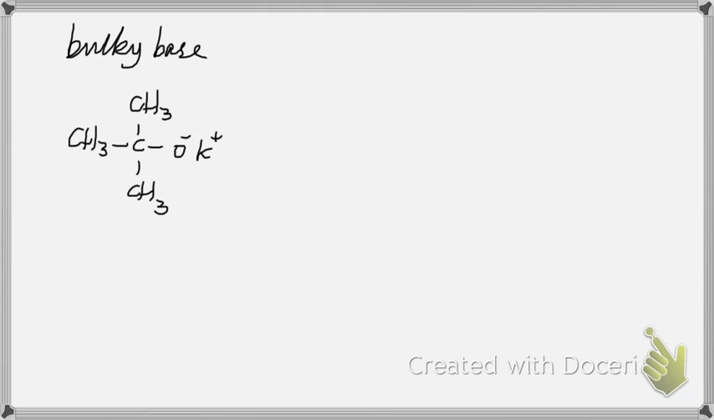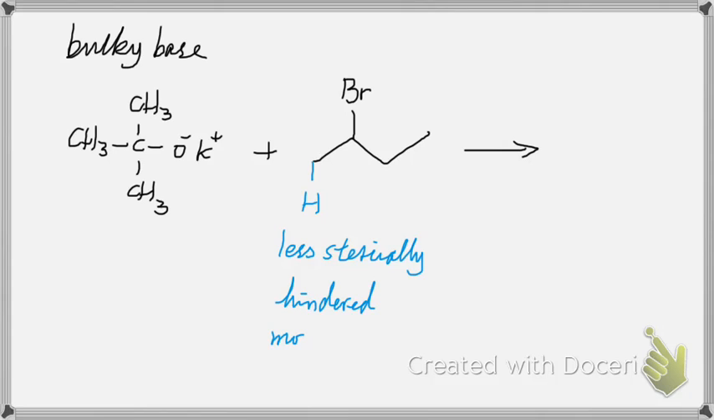So the big base cannot get to a sterically hindered place to grab hydrogen. For example, if we have this alkyl halide, a secondary alkyl halide, there are two beta hydrogens. One is primary, the other is secondary. The secondary hydrogen is inside the chain, so it's more sterically hindered. And the potassium t-butoxide can only grab the less sterically hindered hydrogen, which is more easily accessible.